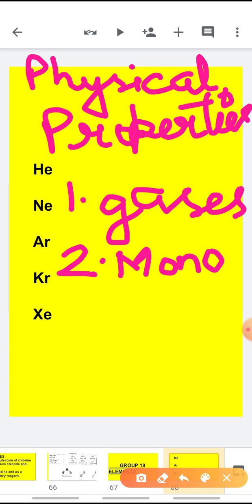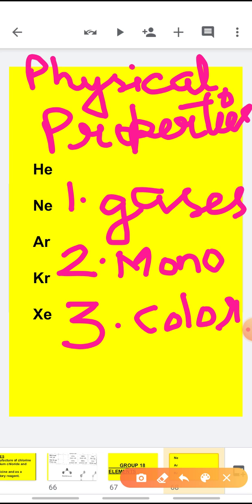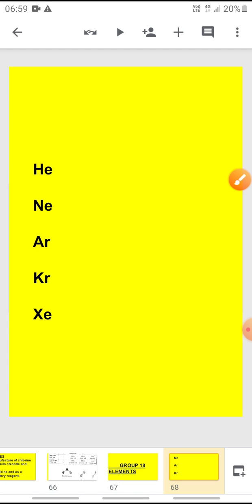Now they all are colorless, odorless and tasteless. Neither do they have a color, nor an odor, nor a taste, but they are sparingly soluble in water. They dissolve in water.